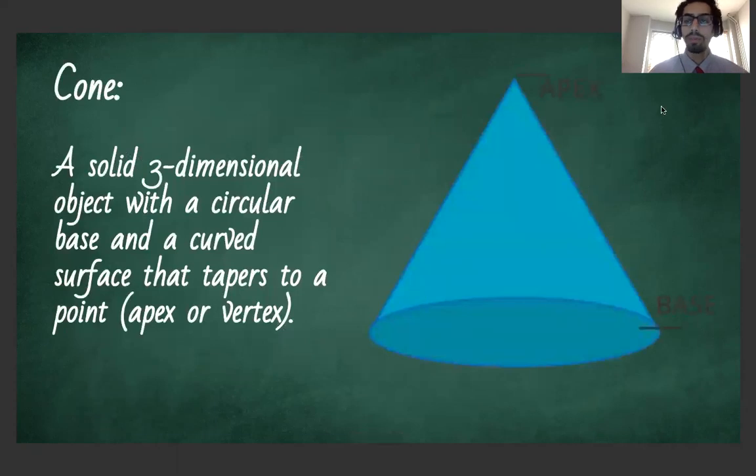So let's begin by familiarizing ourselves with what a cone is, define it, and then look at an example. A cone is a solid three-dimensional object with a circular base and a curved surface that tapers to a point that we call the apex or the vertex. Those two words can be used interchangeably. Over here, we see a base. That's a circle, and all the sides converge to a point that we call the apex up here.